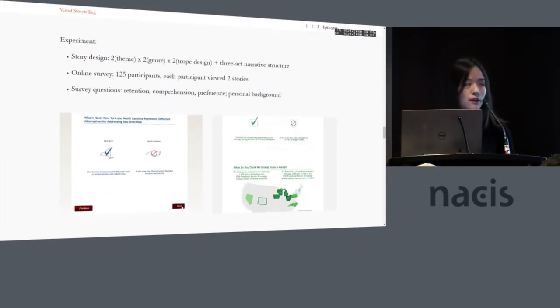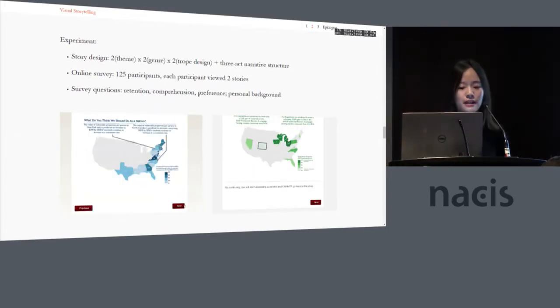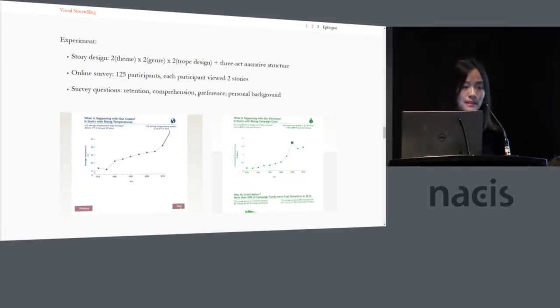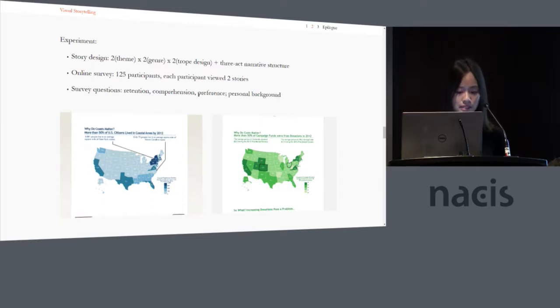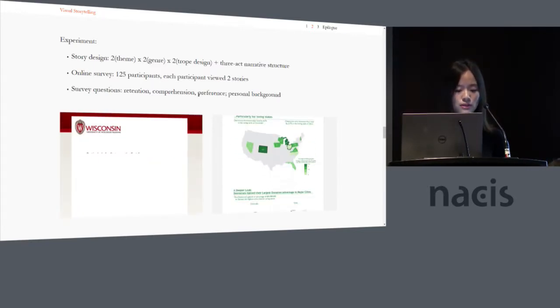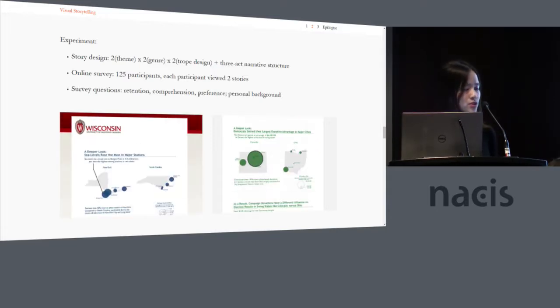So here, of all these design factors, here is my experiment. For all the story designs, I have two themes. One theme is sea level rising, and the other is presidential campaign donations. I chose two themes just to avoid bias towards only a single theme. And I have two genres to compare.